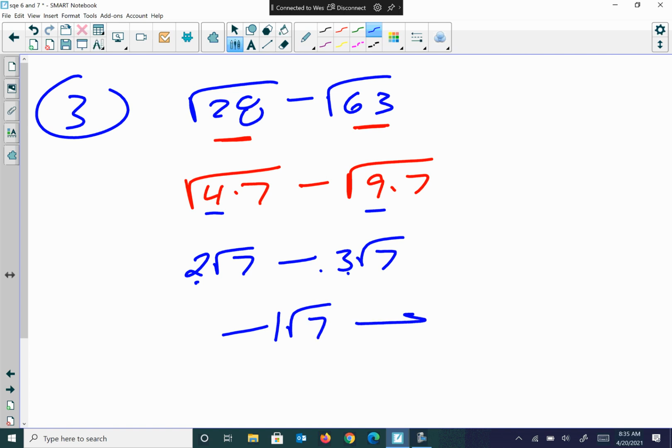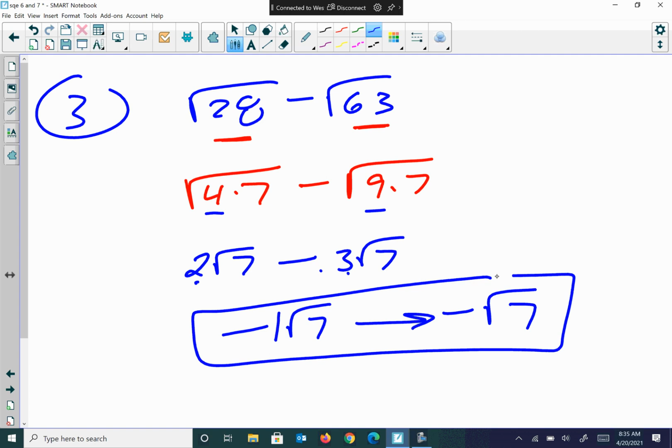So then you go 2 subtract 3 gives me negative 1 root 7. So that answer's fine, or you could have the answer be like this. Either answer is totally appropriate. Your choice how you want to write it. Anything else you'd like to go over? 6. You got it.